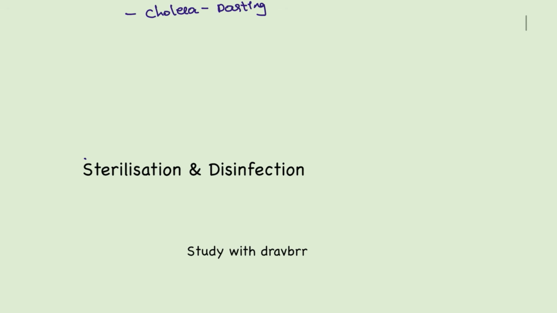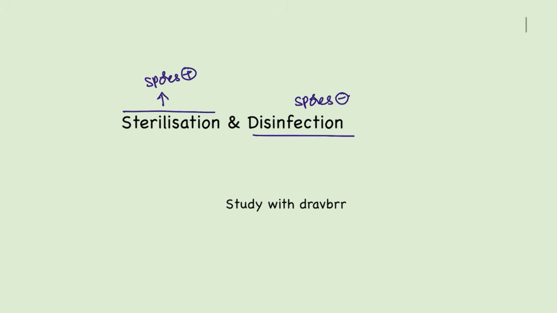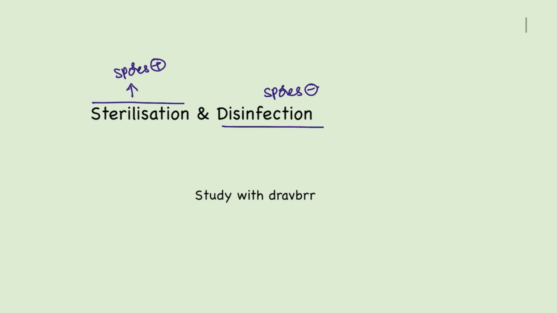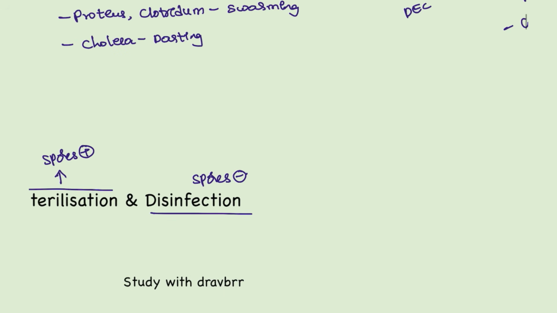And next, coming to sterilization and disinfection. Sterilization kills the spores also. In disinfection, the spores are not killed. Only at the high level, disinfection kills different types of organisms, even the spores. And sterilization is of two types. One is the physical method, another is the chemical method.